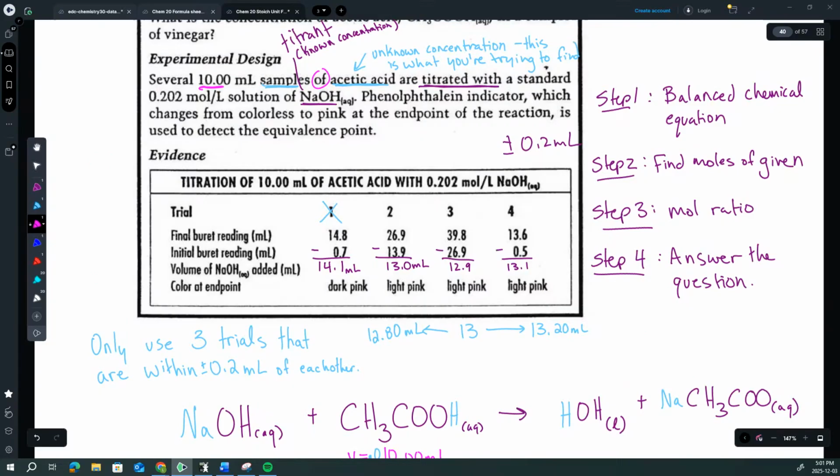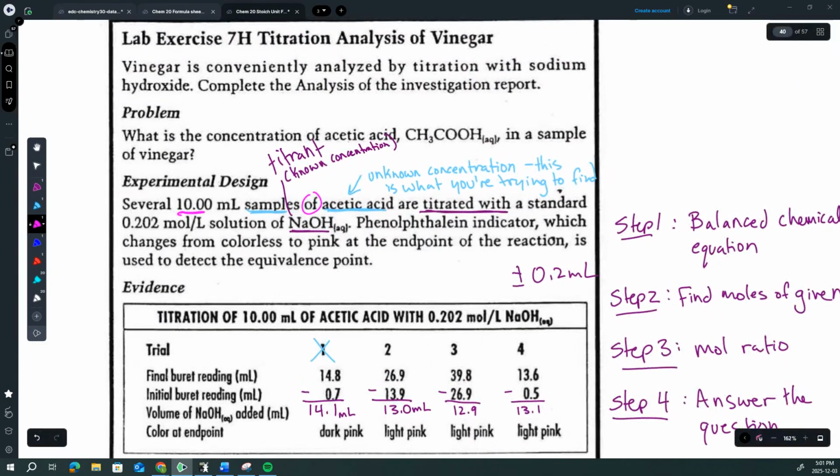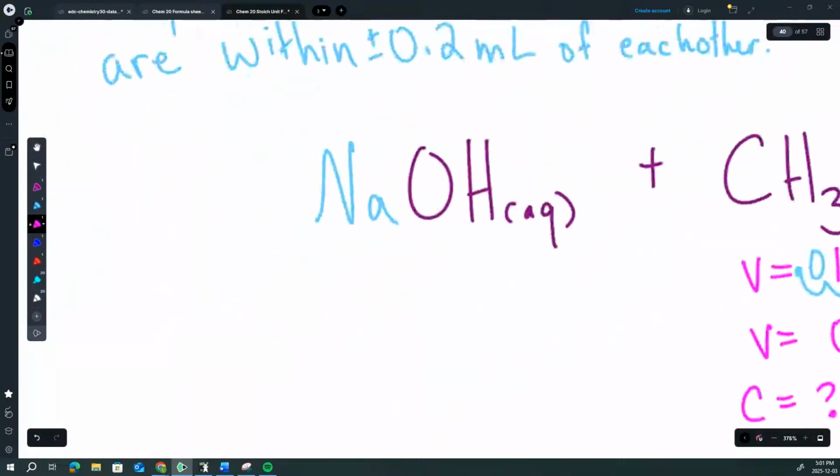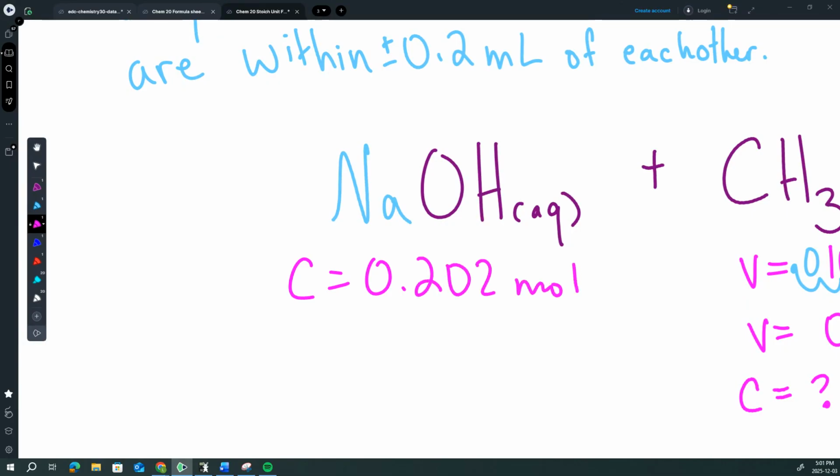Now let's move on. So acetic acid, volume of it, we took care of it. Okay, acetic acid is titrated with a standard 0.202 mole per liter solution of sodium hydroxide. So let's put that in. So concentration is 0.202 mole per liter.